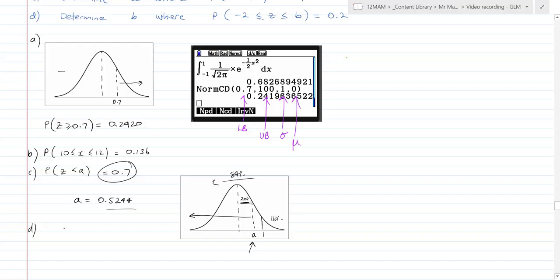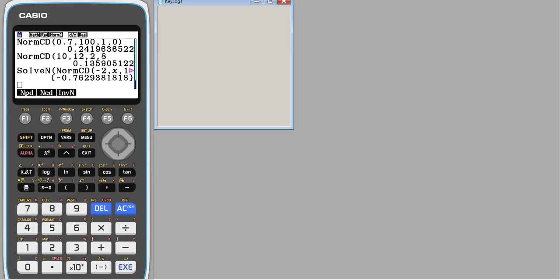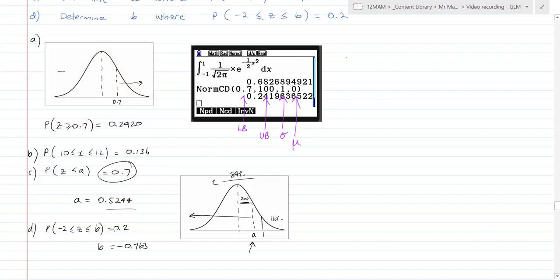0.763. So the probability negative 2 is less than Z is less than B equals 0.2 leads to B equals negative 0.763, I think, but I'll just check. Yeah, 763. So there's my solution.